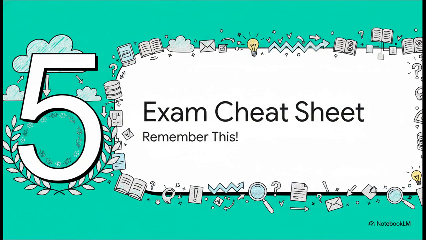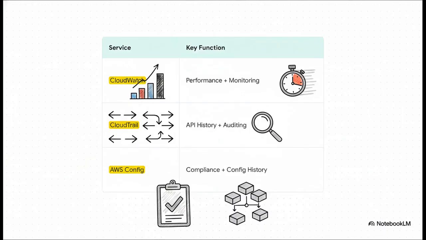Okay, we've covered a lot, I get it. So let's distill all of this down into a super simple, memorable cheat sheet that you can take with you into your exam. Here is the absolute bottom line. If you see an exam question about performance, CPU, memory, you think CloudWatch. If you see a question about auditing, who did what, or API history, you think CloudTrail. And if you see a question about compliance, configuration history, or is this resource set up correctly, that is AWS Config. Burn that into your brain.